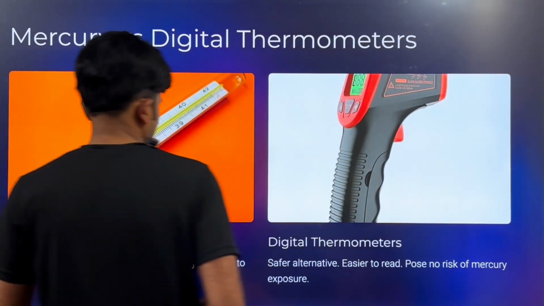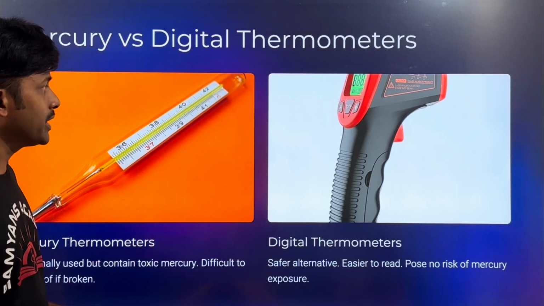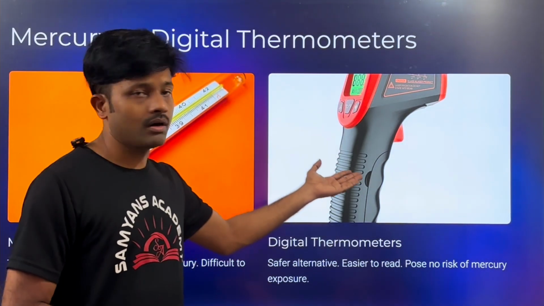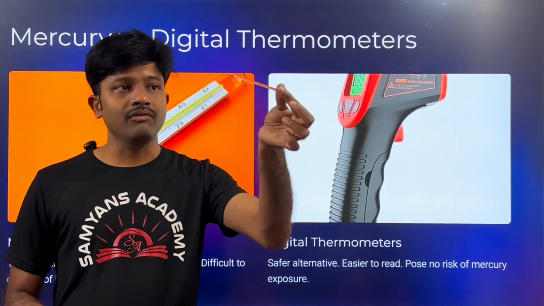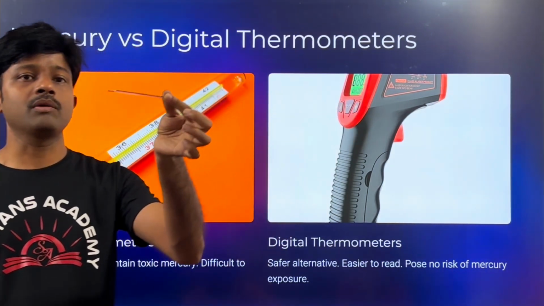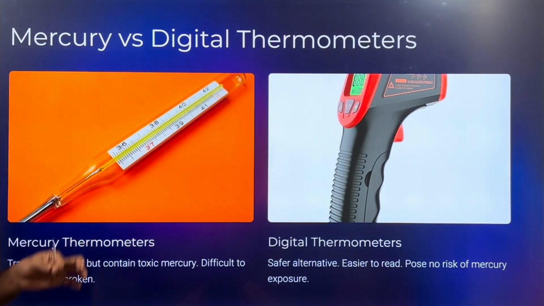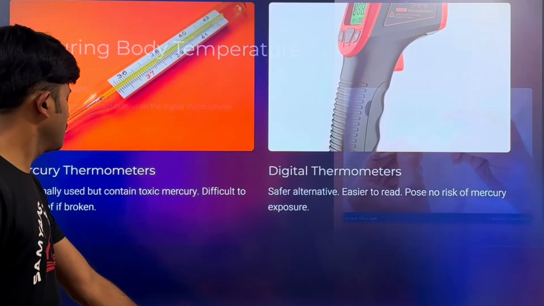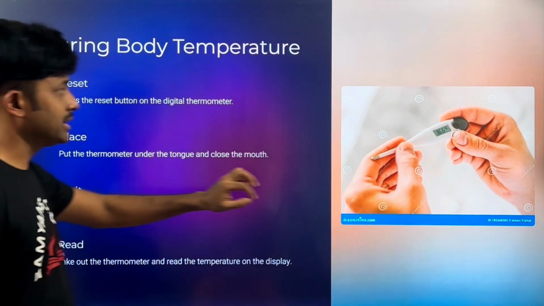By using a digital thermometer, this is a safer alternative, easier to read, and poses no risk of mercury exposure. So there is no mercury in a digital thermometer. Only this kind of thermometer has mercury. While using this thermometer, we have to take some precautions, right? Now here we have measuring the body temperature. So this is a digital thermometer.